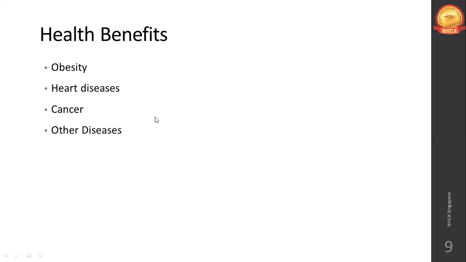Other diseases: low rate of type 2 diabetes in vegetarians, lower risk of gallstones, constipation, dementia, stroke, enhanced, better life cycle, healthy life because of lower body mass index.